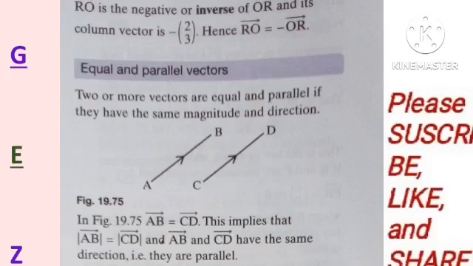Two or more vectors are equal and parallel if they have the same magnitude and direction. In this case, you can see that vectors AB and CD are both parallel. That is the reason why we say parallel, they are moving in the same direction. Also, the lengths of these vectors are equal. So that is why they are equal and parallel.